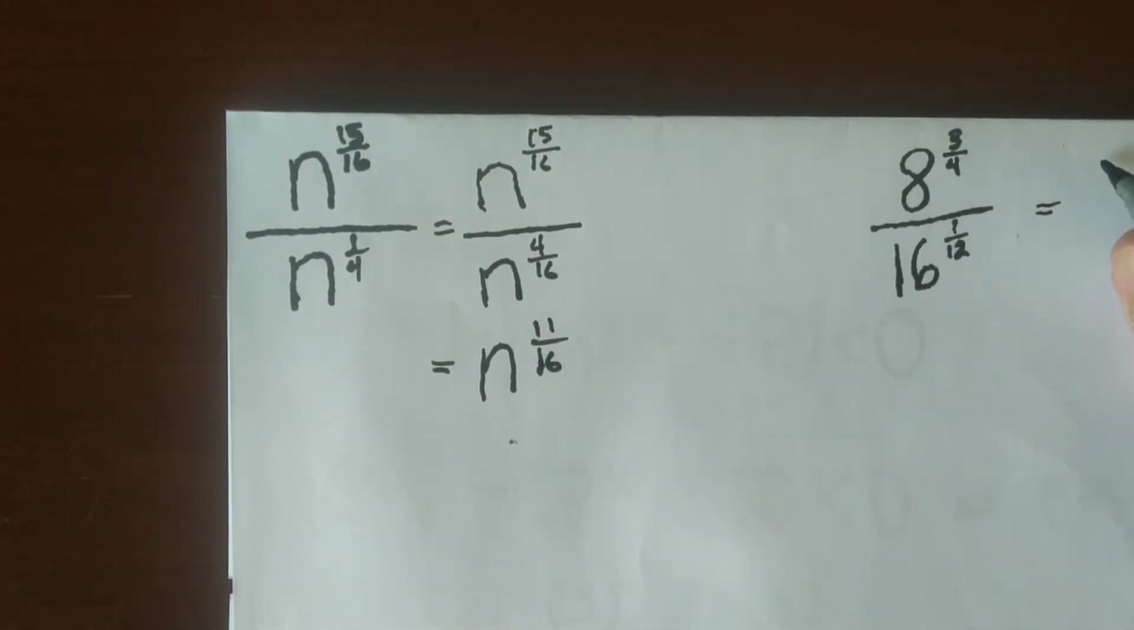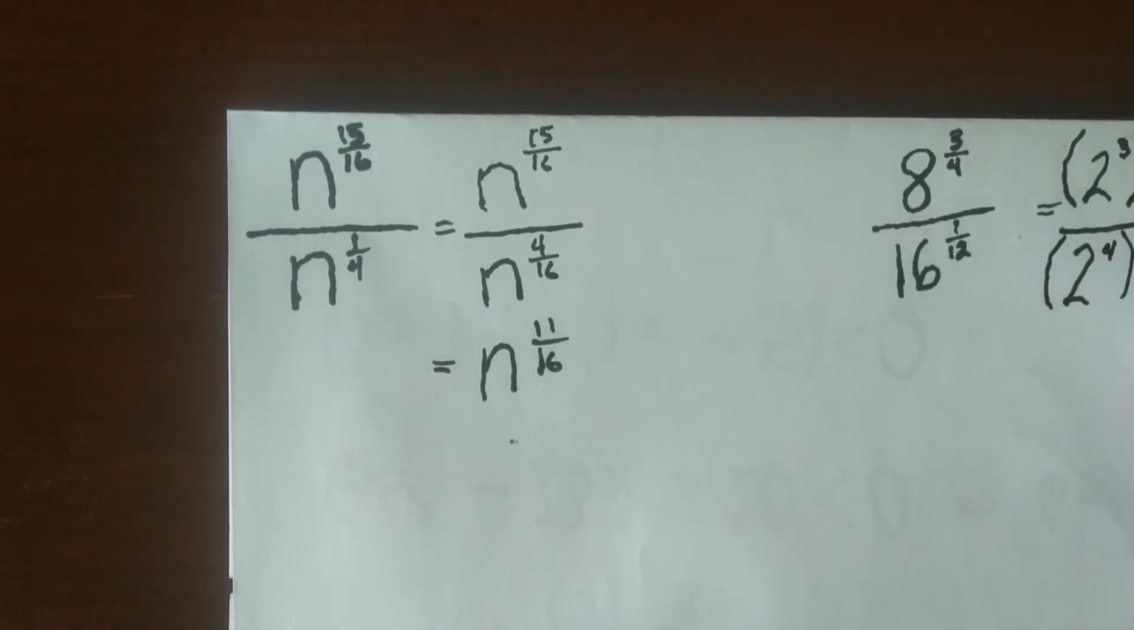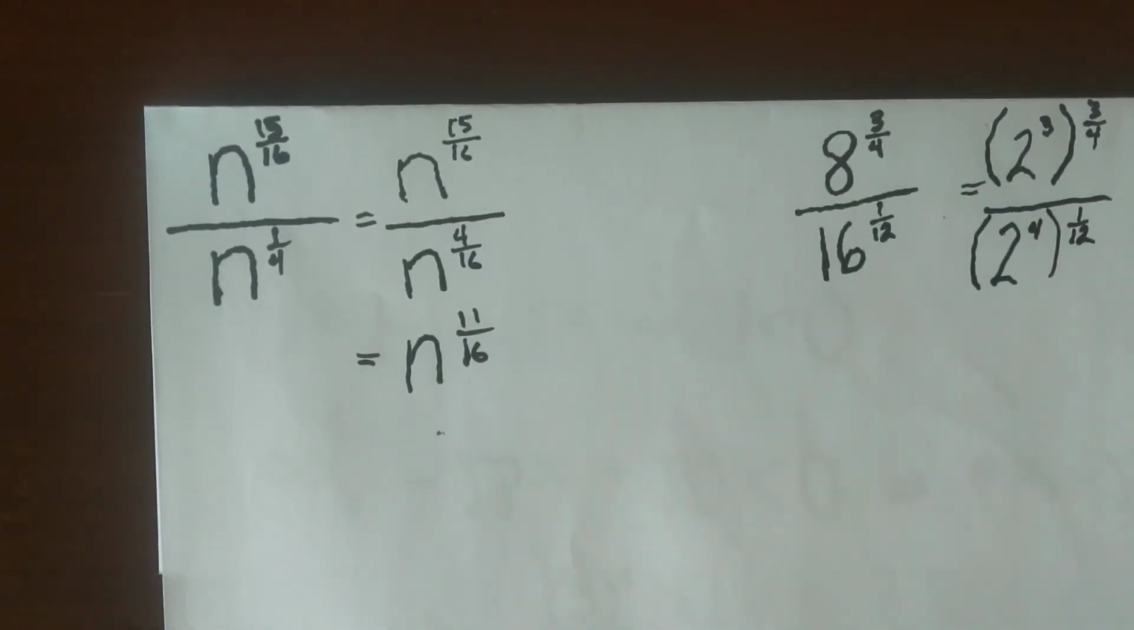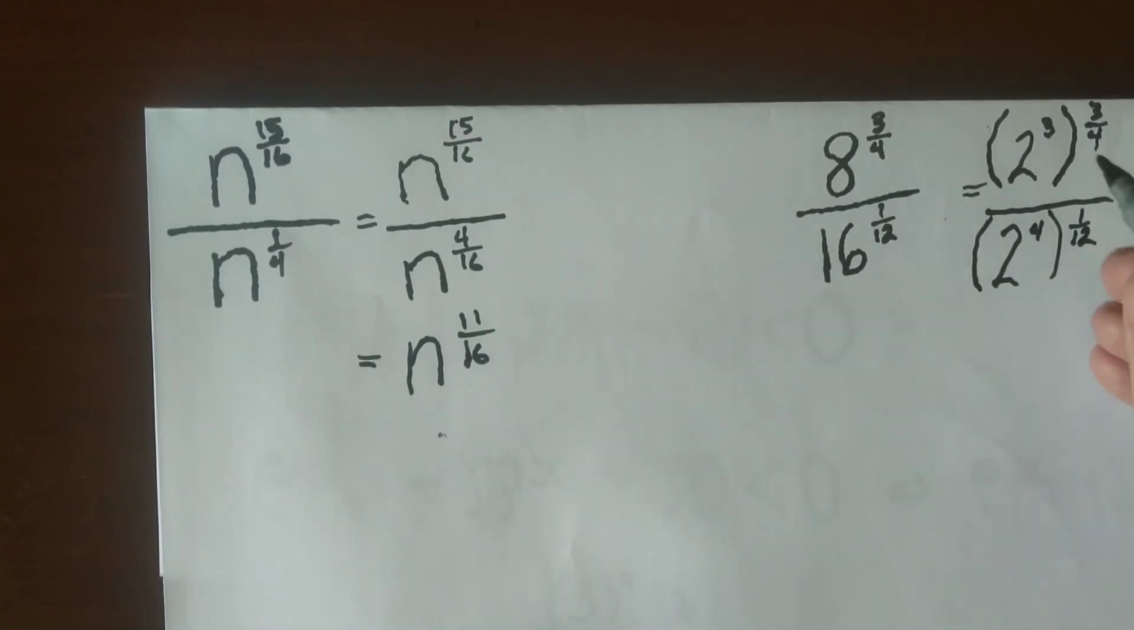So I'm going to make this 2 to the 3rd raised to 3/4 over 2 to the 4th raised to the 1/12. Now we use the power rule. Remember the power rule, you multiply. 3/1 times 3/4 is 9/4.